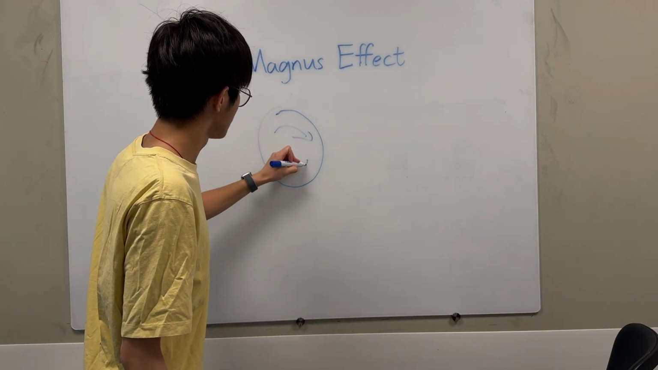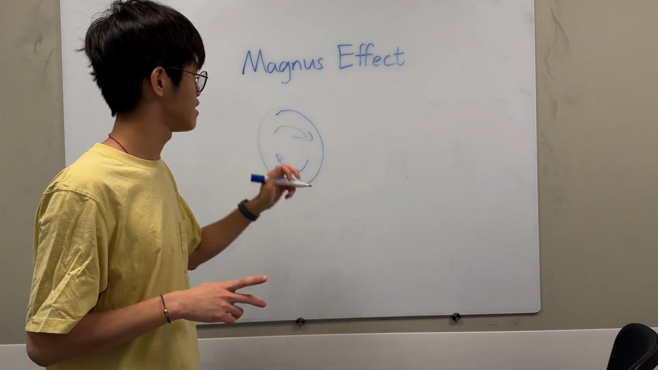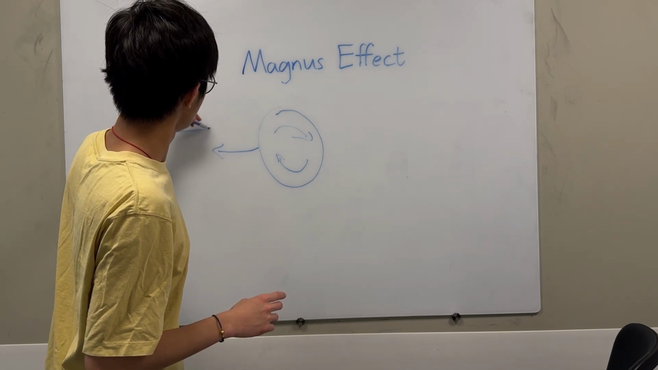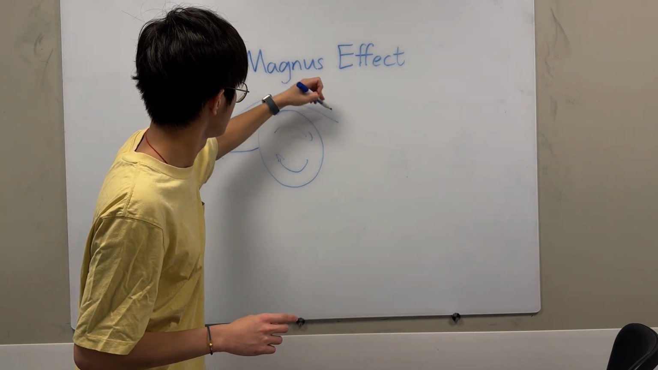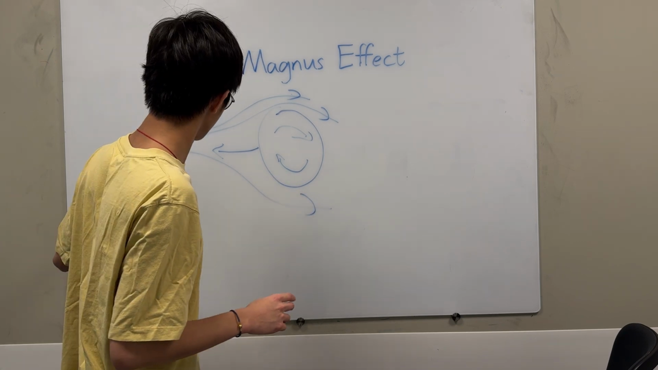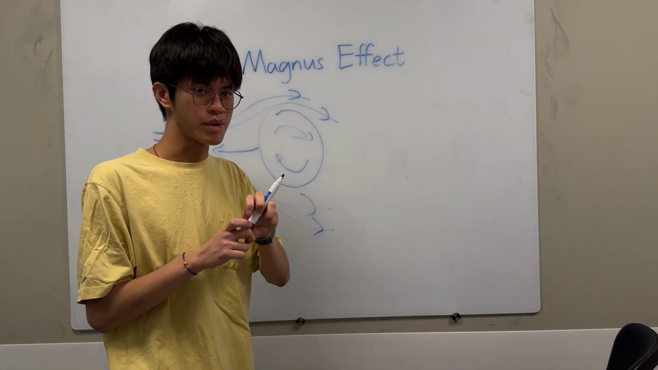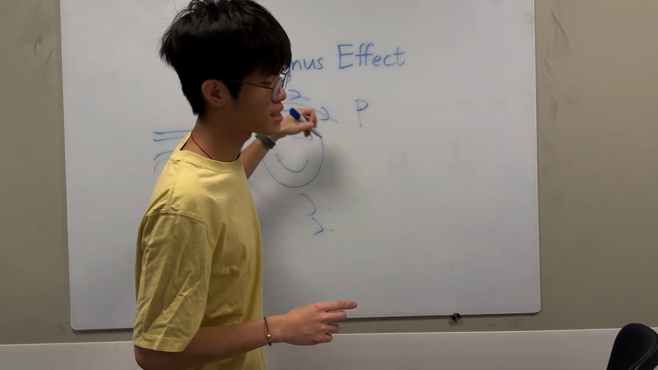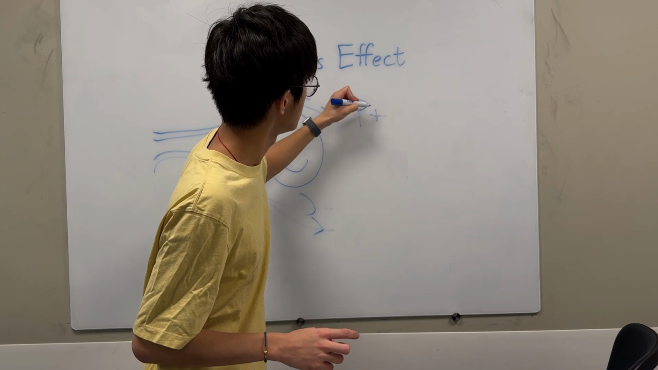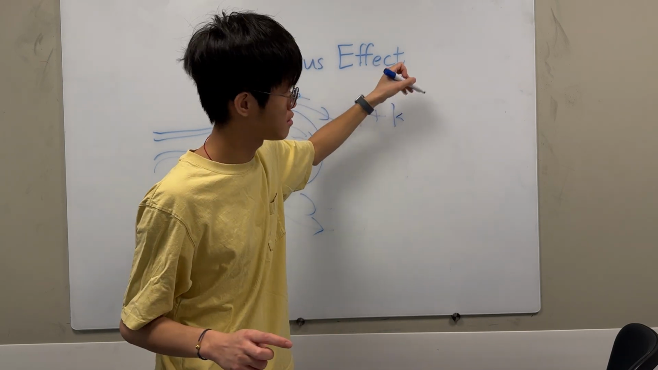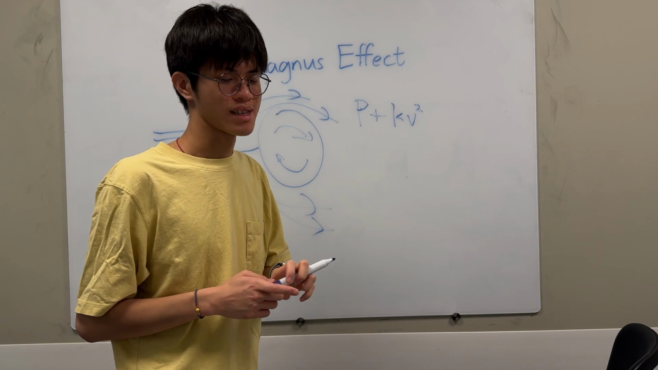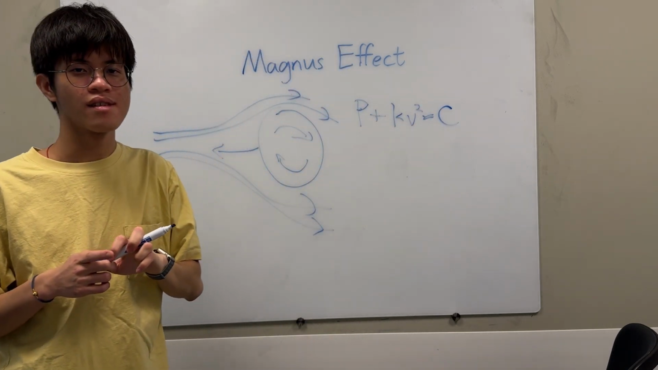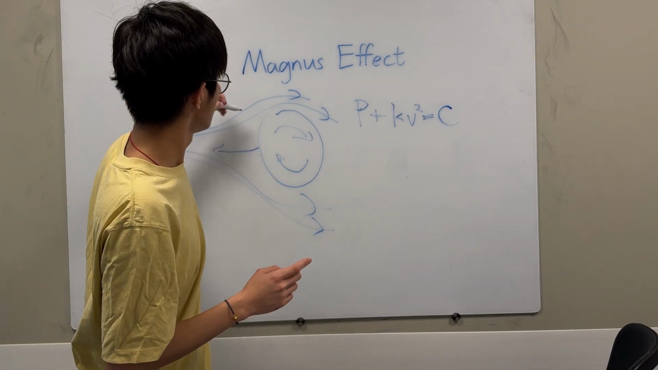Here's a projectile spinning in clockwise direction. So let's say it travels here. So air flows against the ball like that. From Bernoulli's principle, which states the pressure on one side plus some multiple of the kinetic energy is equal to a constant.